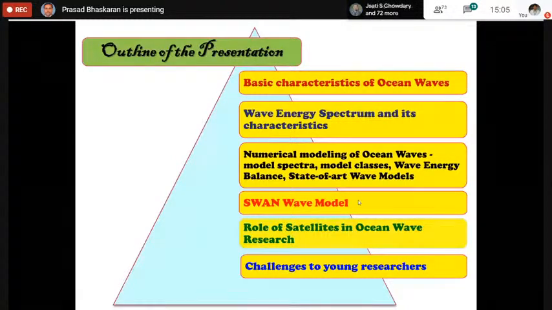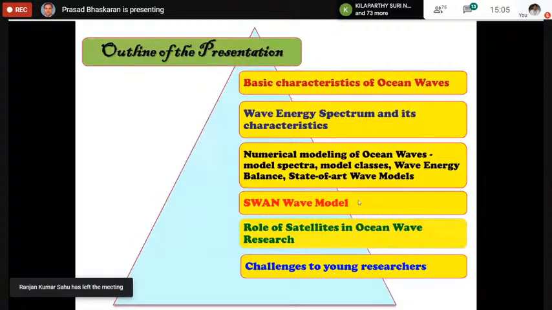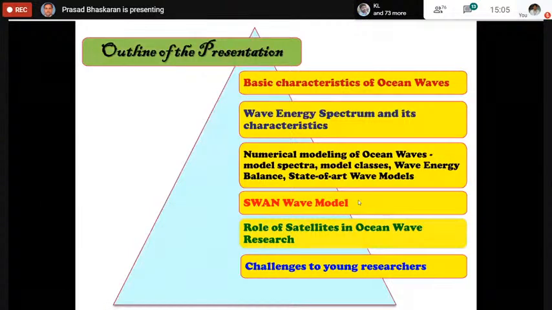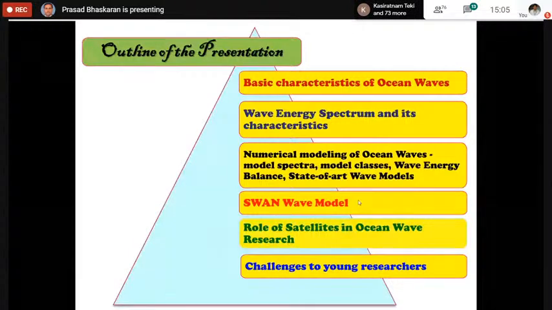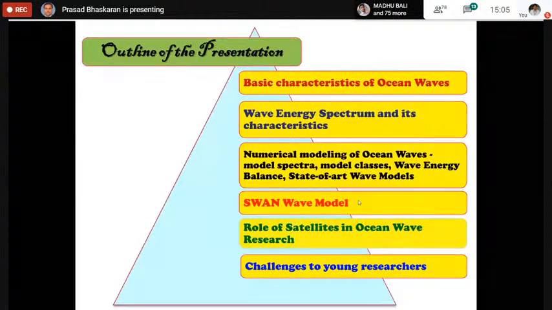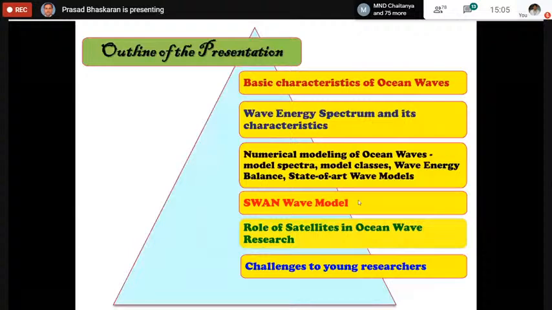Further, I will be talking about the numerical modeling. How do we model these ocean waves? How do we incorporate the model spectra, the different types of model classes, the formulation of the wave energy balance, and the state-of-the-art wave models we have at present today. Thereafter, I will be converging my discussion on SWAN. SWAN is basically a shallow water wave model, so I'll be giving more emphasis on the shallow water wave model. Of course, I'll be talking about the other wave models also.